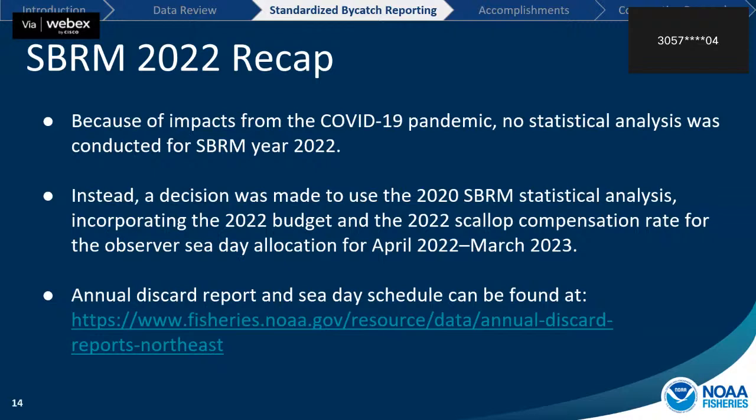So the 2022 SBRM recap. Because of the impacts of the COVID-19 pandemic, no statistical analysis was conducted for SBRM year 2022. A decision was made to use the 2020 SBRM statistical analysis, incorporating the 2022 budget and the 2022 scallop compensation rate for the observer C-Day allocation from April 22 to March of 23. This was mostly due to the lack of realized coverage that we had because of COVID. And also we had a bit of a backlog of data at the time. We do have an annual discard report in our C-Day schedule, which can be found at that link. Next slide, please.